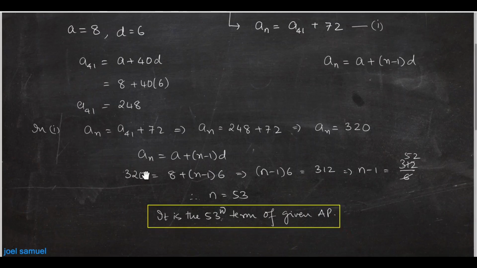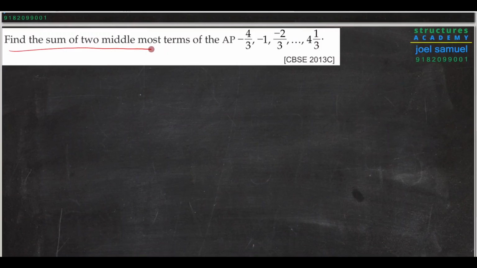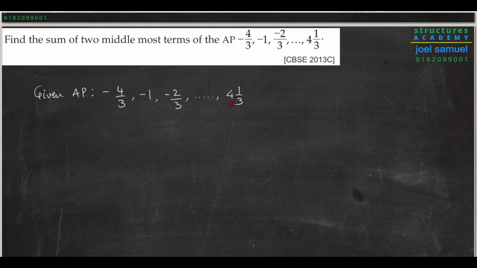Let us look at another question. Find the sum of two middlemost terms of the arithmetic progression minus 4 by 3, minus 1, minus 2 by 3, and so on, and the last term is 4 1 by 3. So let us write down the given AP: minus 4 by 3, minus 1, minus 2 by 3, and so on, 4 1 by 3.